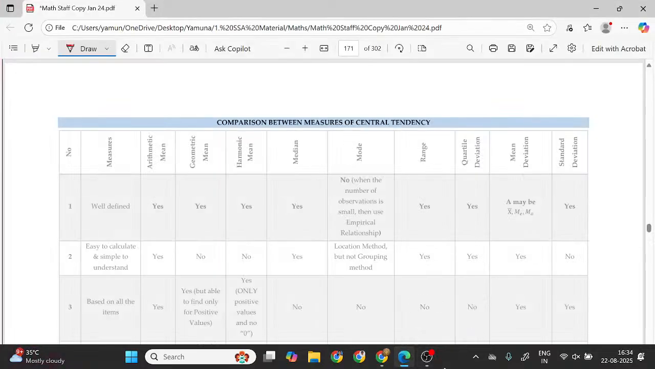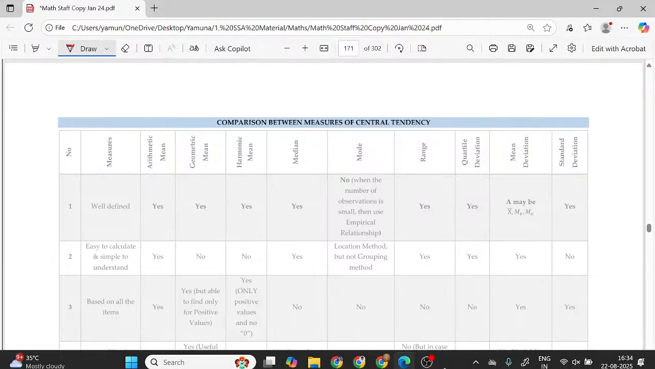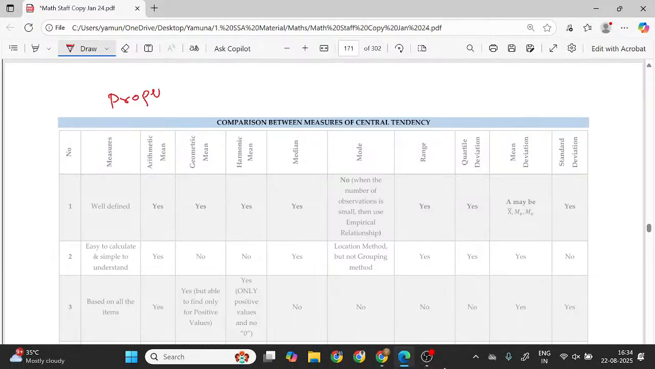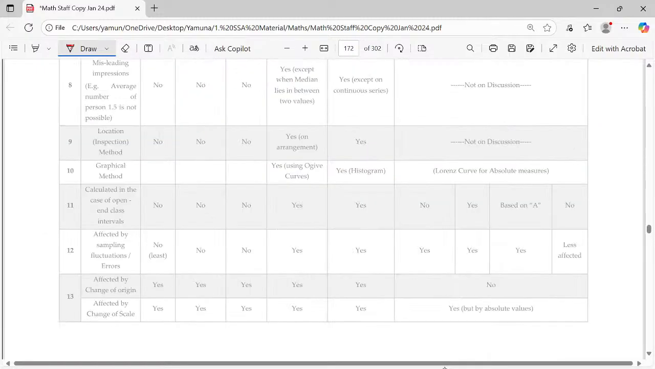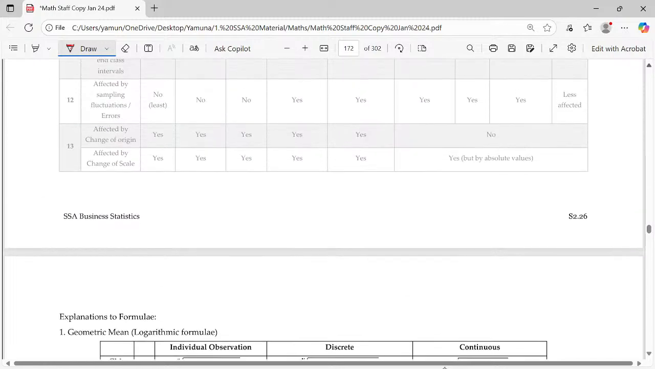Continuation. We have to discuss the properties, or what you call features or characteristics. Put together we have 13. And you remember the last one? We already discussed the last one. What is the last one?